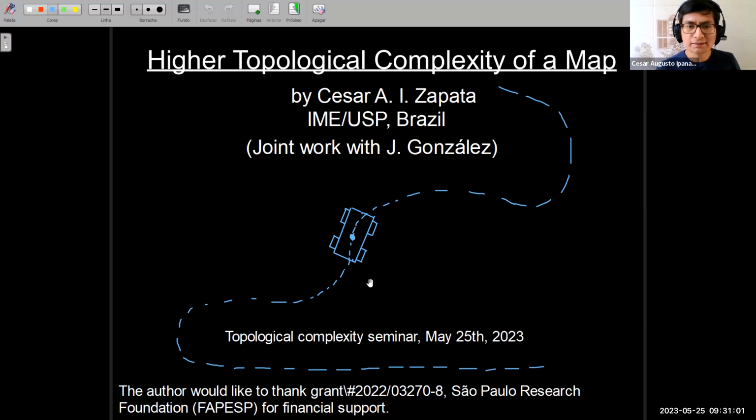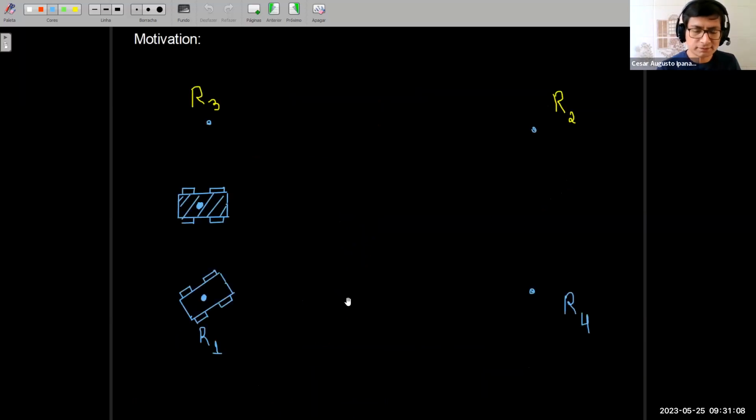I will present the initial motivation for this: how and why we introduce this new numerical invariant. For example, you have this robot here, and you consider another object, for example, as an obstacle.